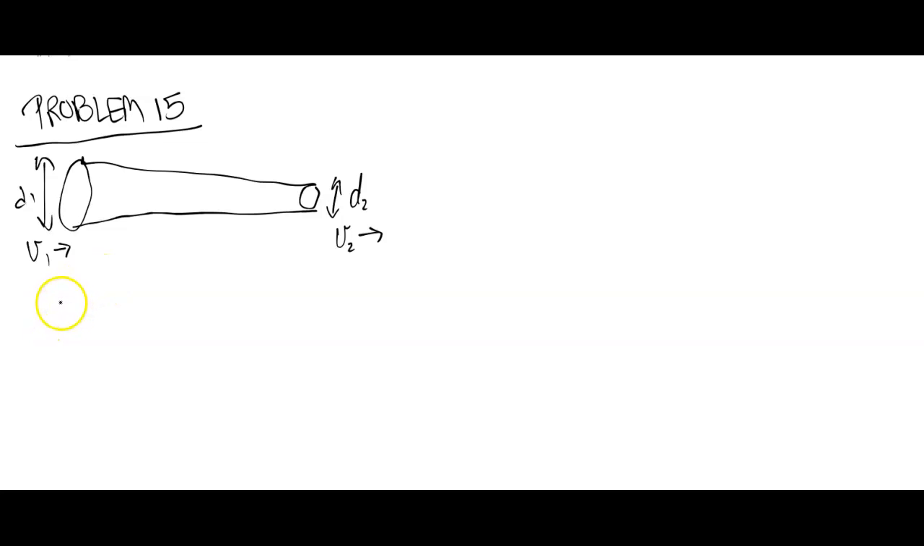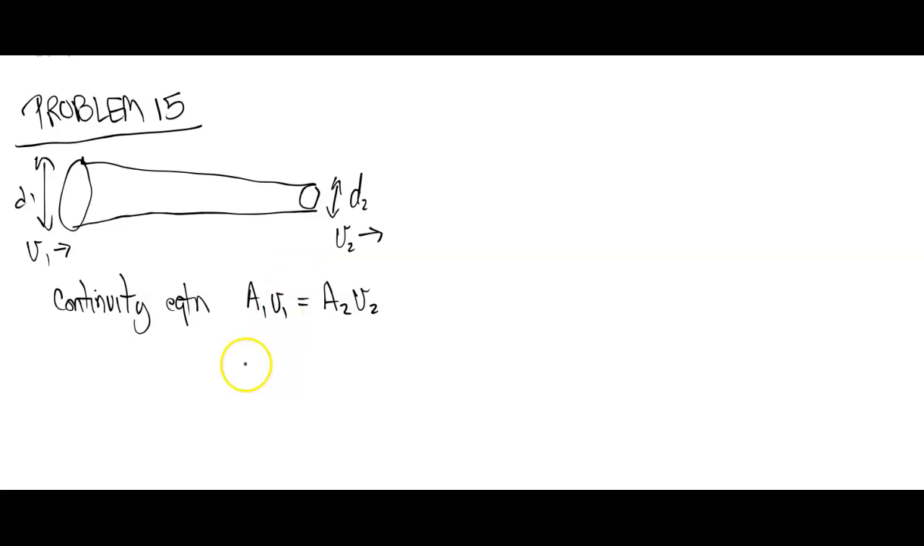One tool we have to begin is the continuity equation, which says that the flow rate is constant, and the flow rate, if you remember, is the area times the velocity, so A1 V1 has to equal A2 V2.